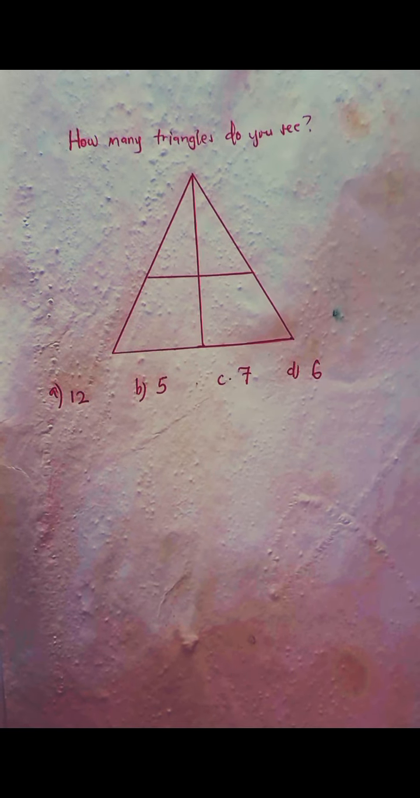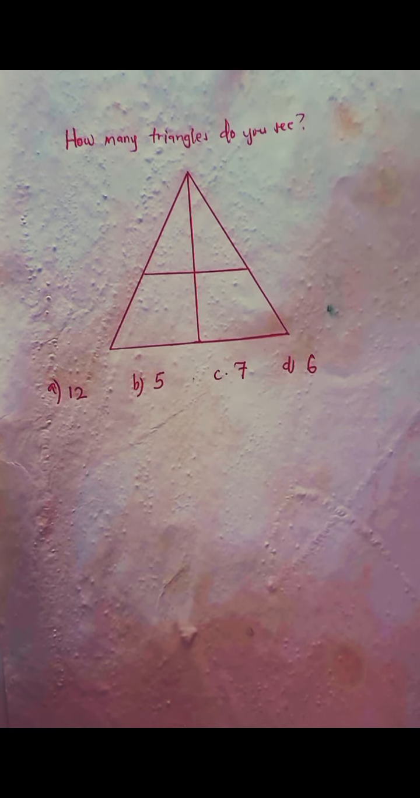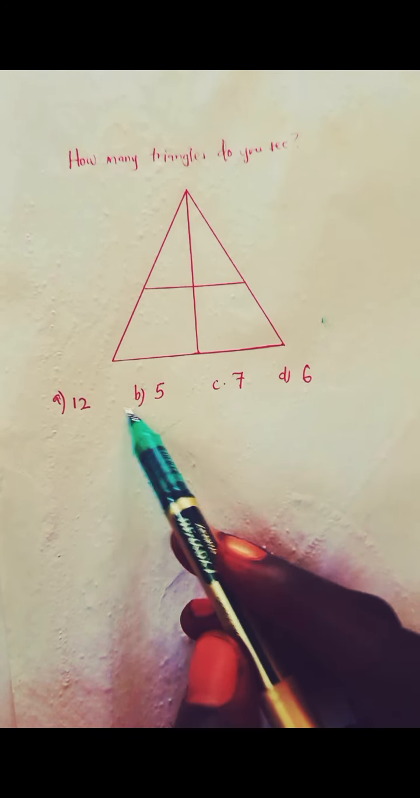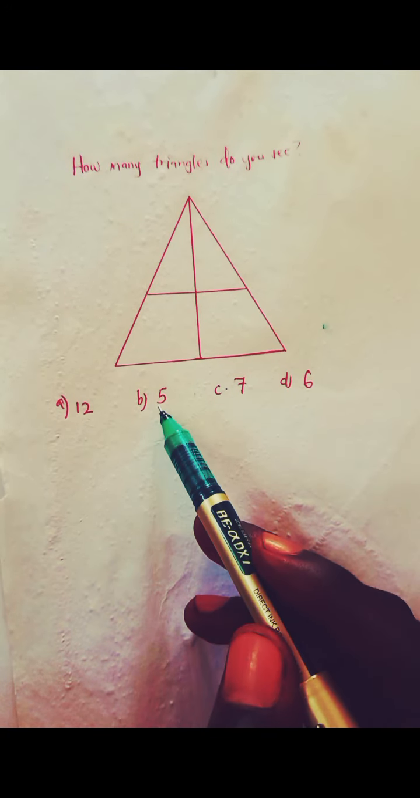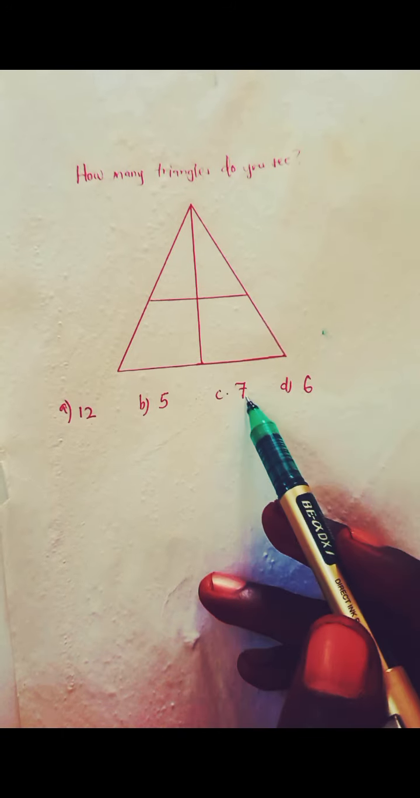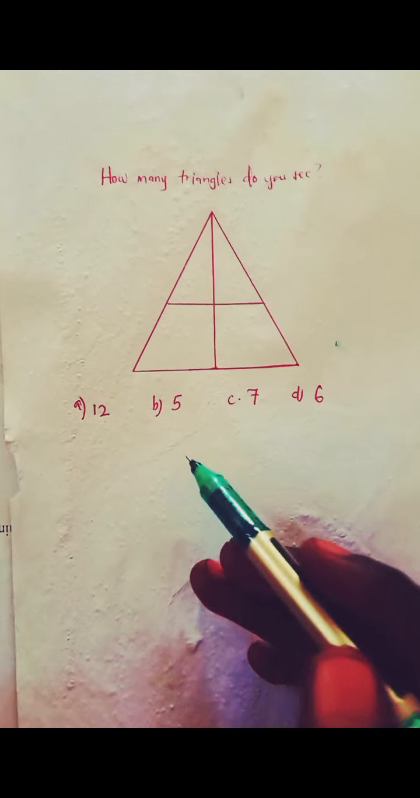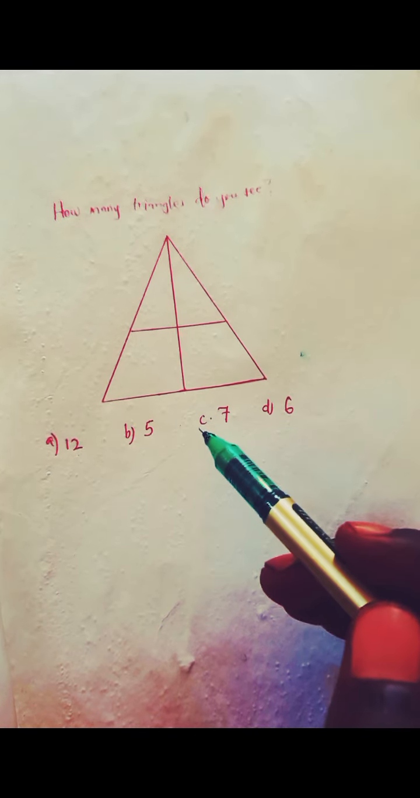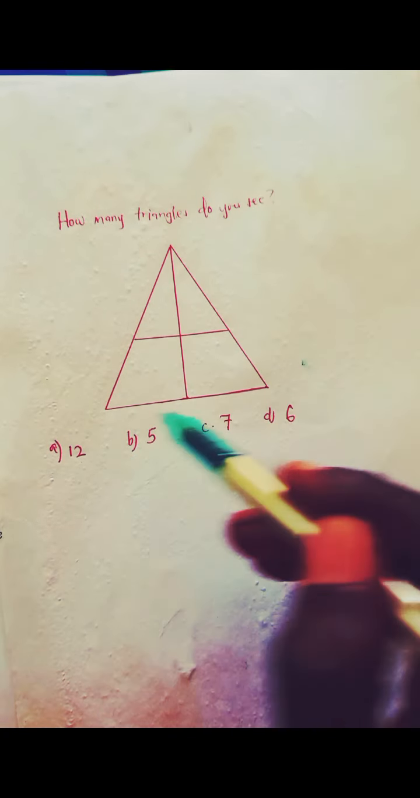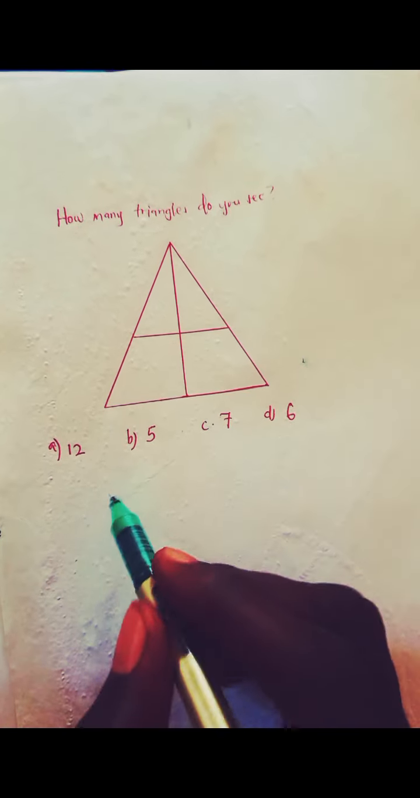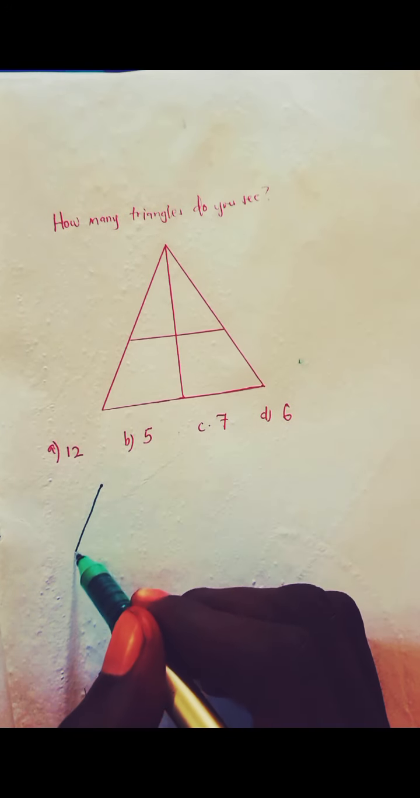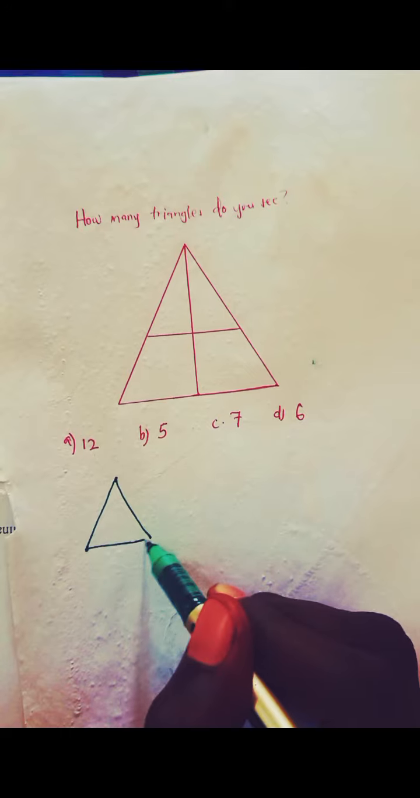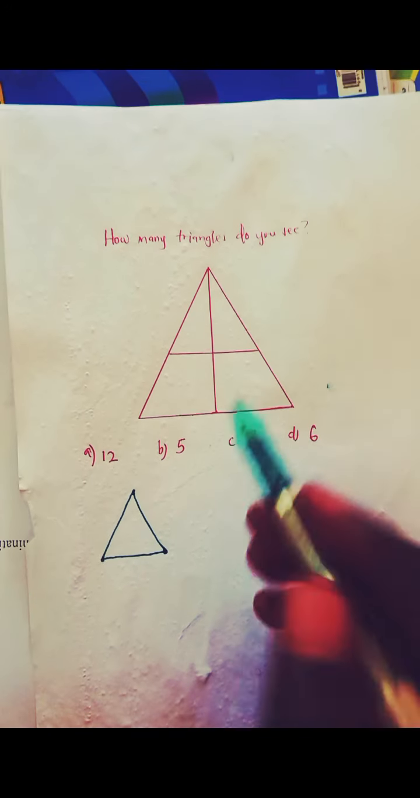Guys, the question is, how many triangles do you see? So this question here is kind of tricky. It's saying 12, 5, 6 or 7. So what you gotta do is look at the bigger triangle, all this all the way. So let's draw it like this, and that, and finally that's for the big triangle.